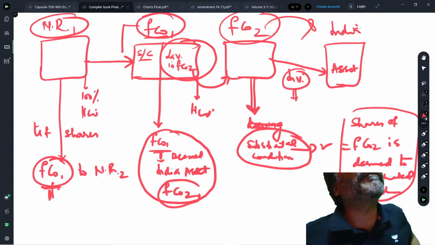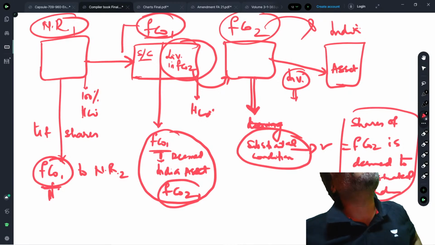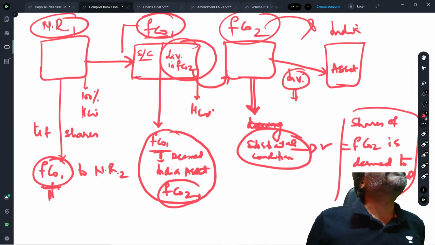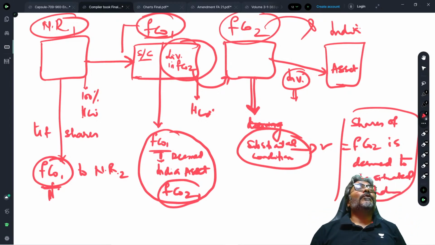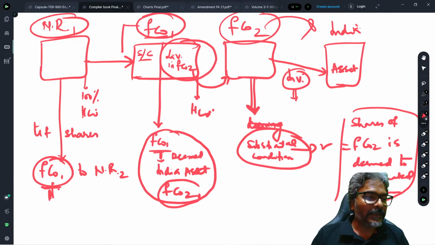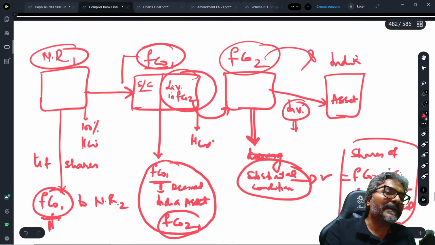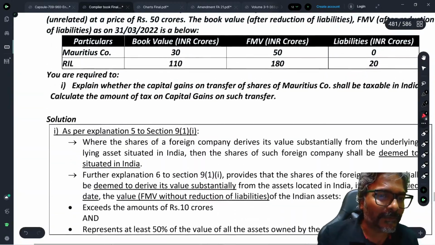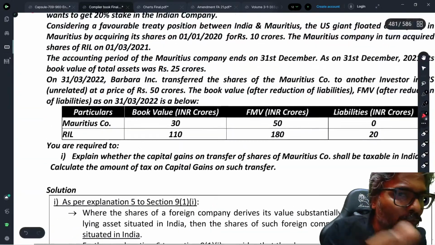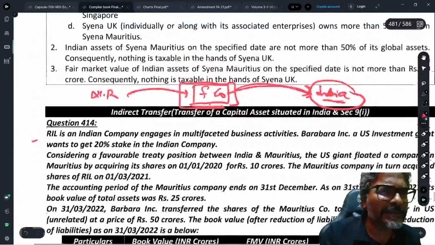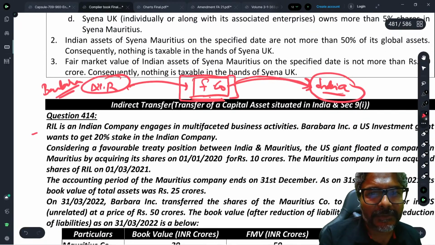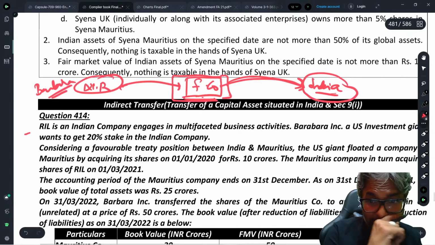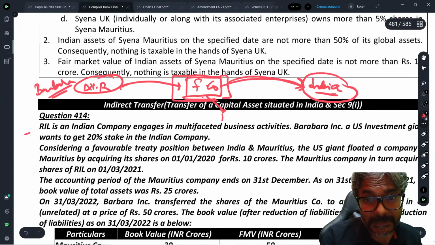And if FCO 1 is having only a deemed Indian asset, we can also say that FCO 1 is deriving its value substantially from a deemed Indian asset, which is the investment in FCO 2, sorry. And by virtue of which a non-resident will be deemed to be considered in this case. Okay. Now students, two particular things in the examination. Now this is a simple question of NR, which is Barbara in this case. And second one, the foreign company. Who's the foreign company? The Mauritius company.